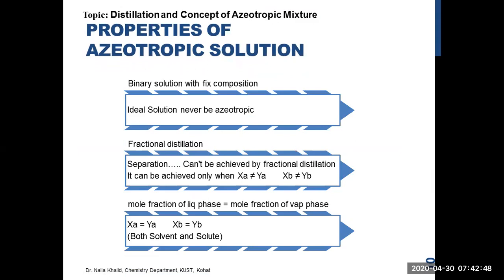Fractional distillation is used for the separation of various components of a mixture only if there is a difference in their boiling points, but this cannot be achieved for the azeotropic mixture. Separation of an azeotropic mixture can't be achieved by fractional distillation, because the mole fractions of the liquid phase and the vapor phase are not equal. That is why you cannot use it. And how you can separate it, this is another story.